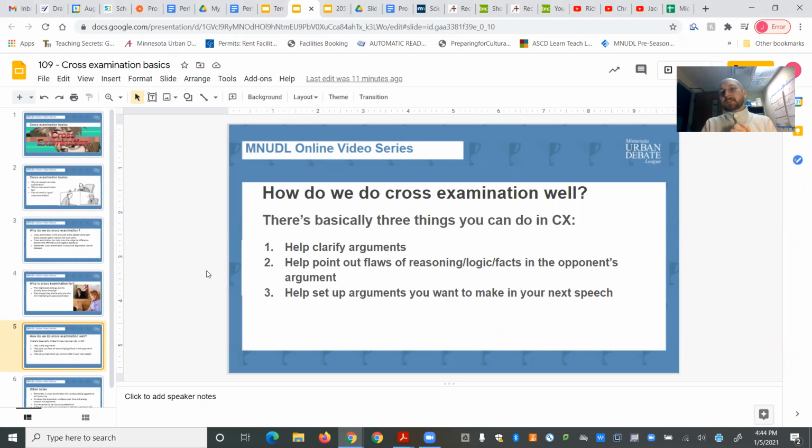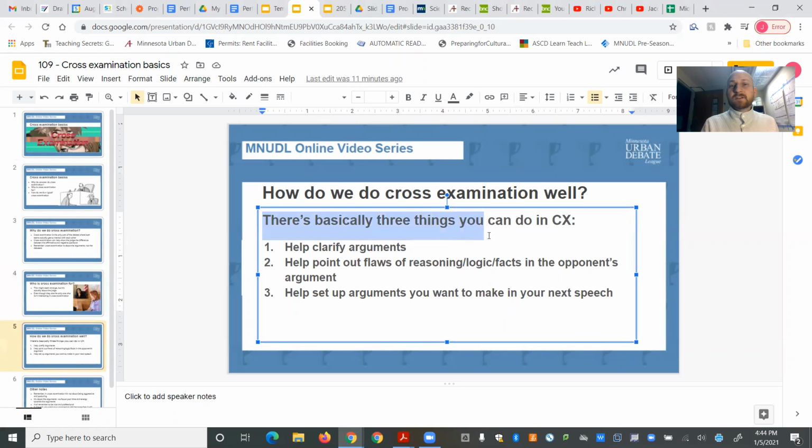So if that's what cross-examination is, then how do we do it well? I think most people know what it is, but how do you actually do it well? There are basically three things you can do in cross-examination. People abbreviate cross-examination as CX a lot. First thing you can do is help clarify arguments.